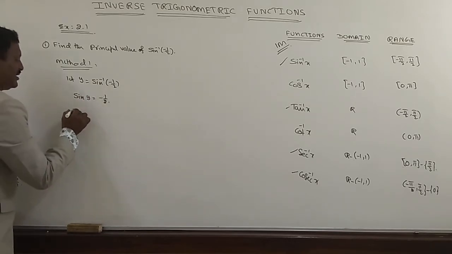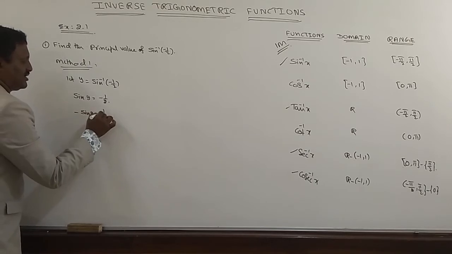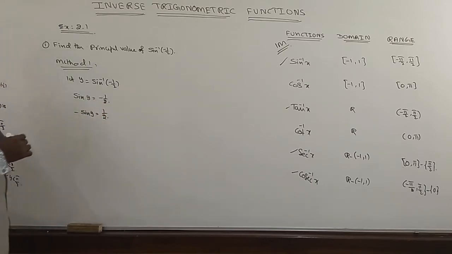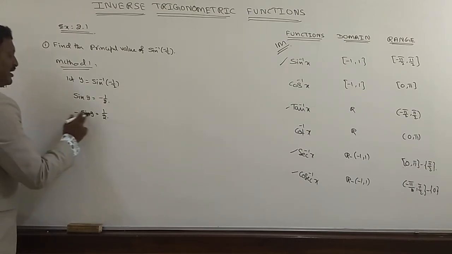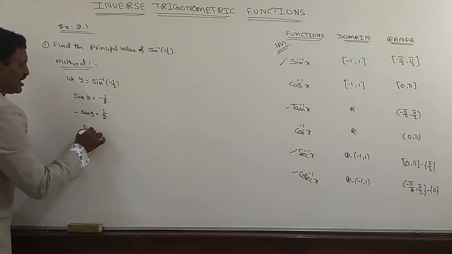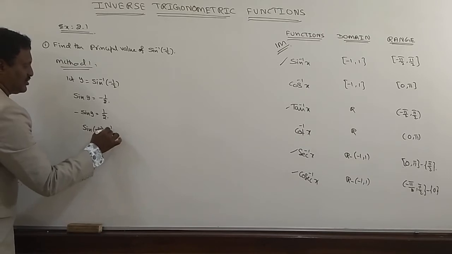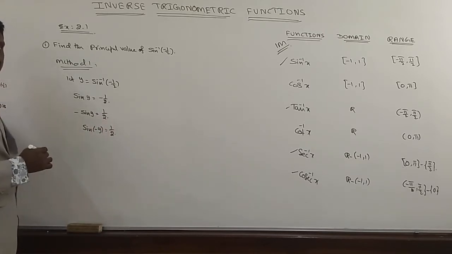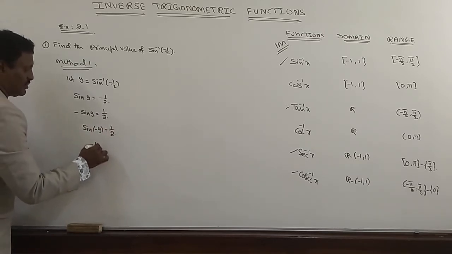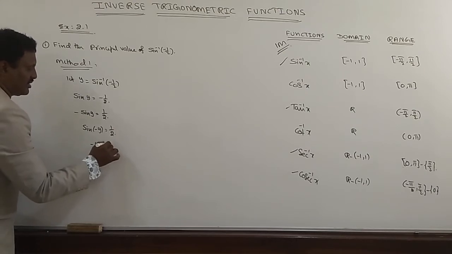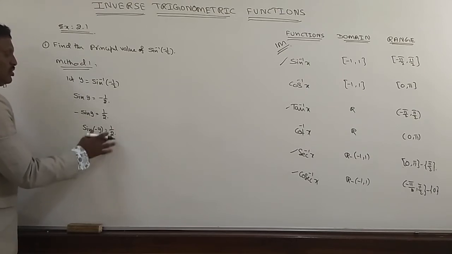Now minus sine y is equal to what we can write? Minus sine y is equal to 1 by 2. Minus sine y, we can write sine of minus y, that is equal to 1 by 2. Now minus y is equal to what we can write? Minus y is equal to 1 by 2.